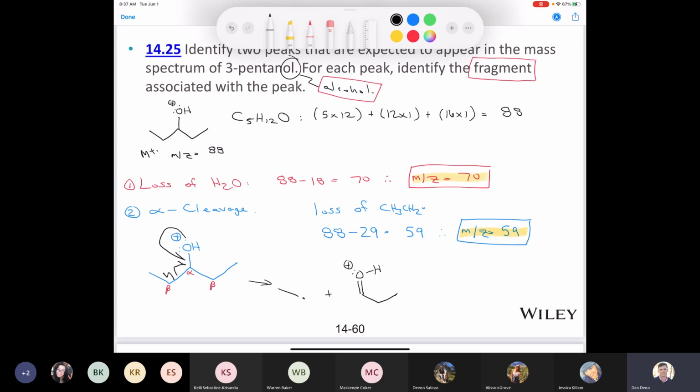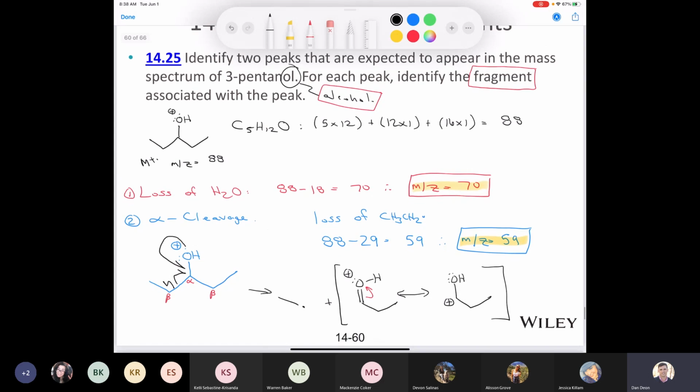And so that's going to be resonance stabilized. So yes, I would say that this would be the most stable of the fragments that we've identified, because it's resonance stabilized. We can draw a resonance arrow here like this, and then we end up with something that looks like this, and now we have a carbocation here. So I would say the fragment from the alpha cleavage, out of the two, is definitely the most stable one that we've identified. That's why alpha cleavage so readily occurs: it produces a stable fragment, something that is resonance stabilized.